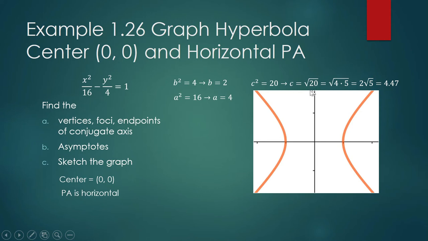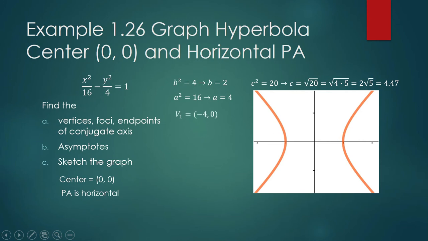How do you get the square root of 20? You look for a factor that is a perfect square. So 4 times 5, the square root of 4 is 2, and then you just leave 5 inside the radical sign. Approximately it is equal to 4.47.